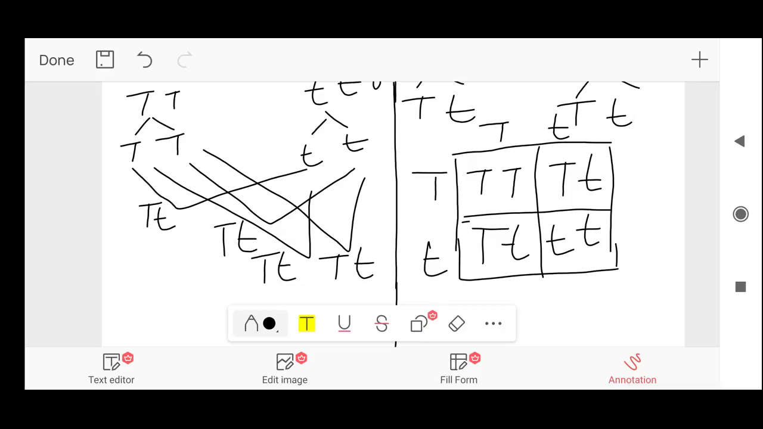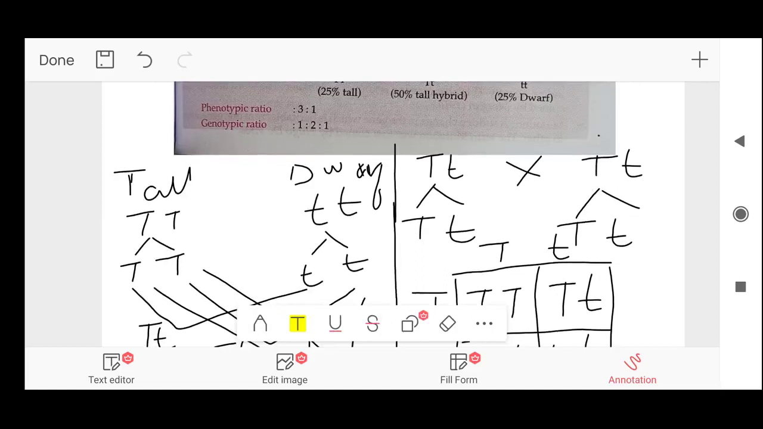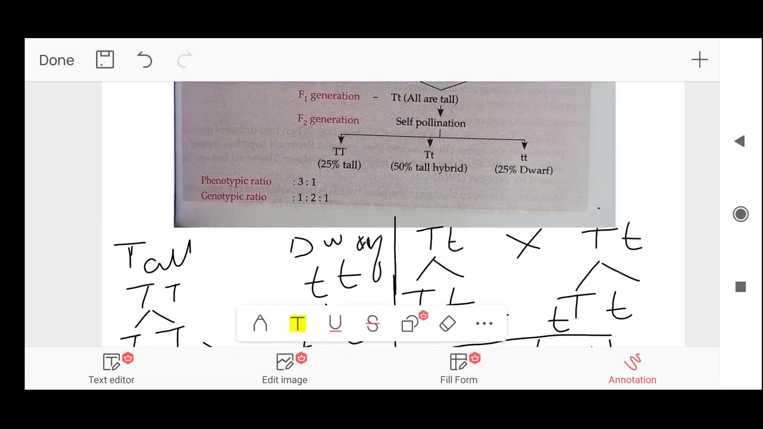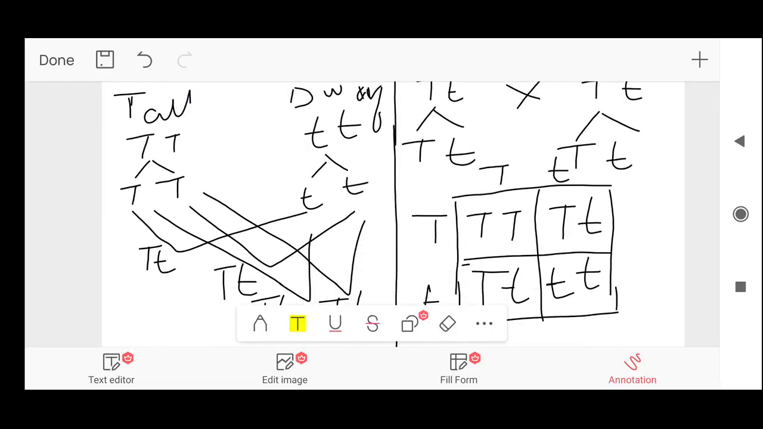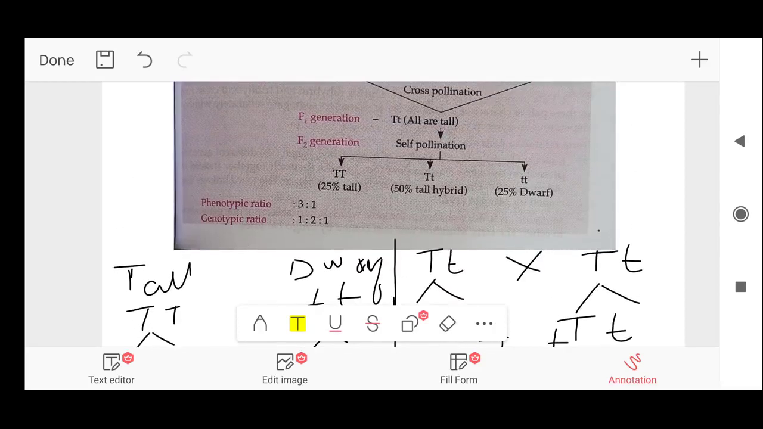And you can see here the ratio. Phenotypic ratio means the physical characteristics of the plant. Here three plants are tall, that is, capital T denotes a tall plant because small t is a recessive trait. So he got three tall plants and one dwarf plant. That is why the phenotypic ratio is 3:1.